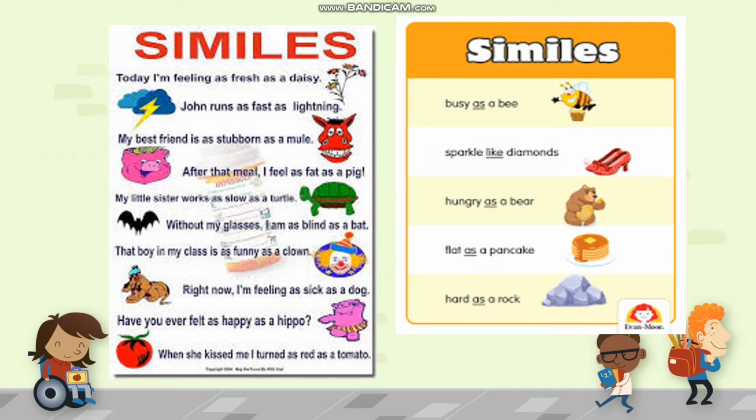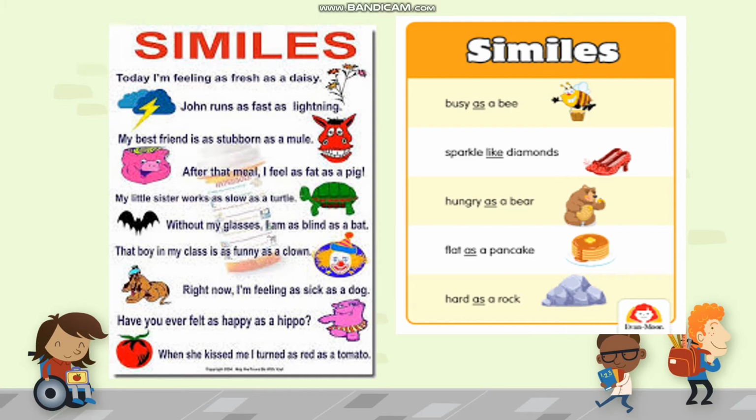Right now, I am feeling as sick as a dog. Have you ever felt as happy as a hippo? When she kissed me, I turned as red as a tomato. Okay, bacha. Now all these sentences have simile in them. Simile कैसे है? क्योंकि हम दो अलग चीजों का comparison कर रहे हैं using as and like.